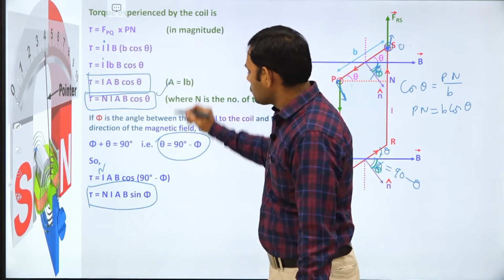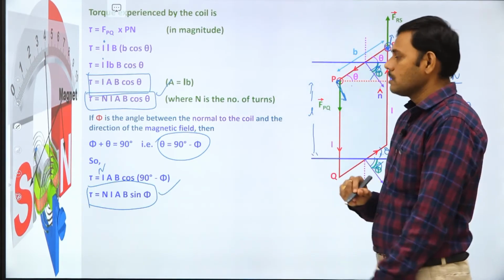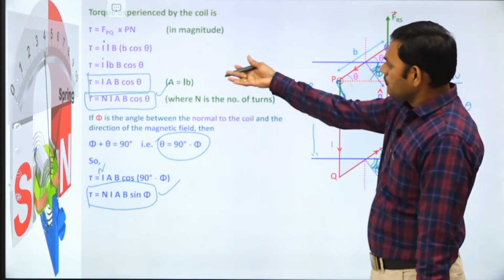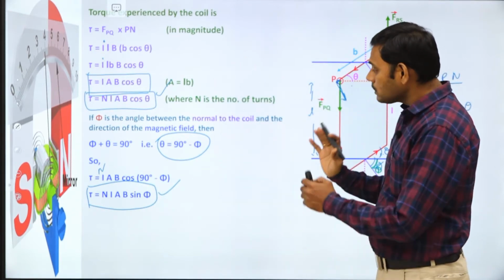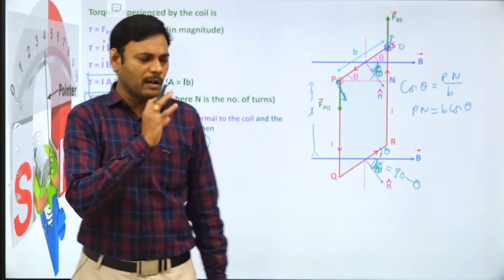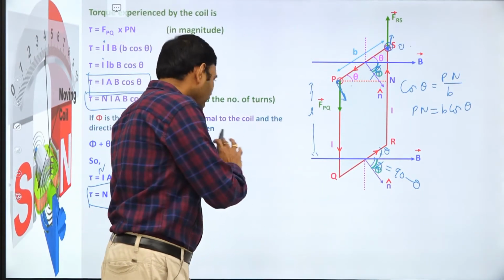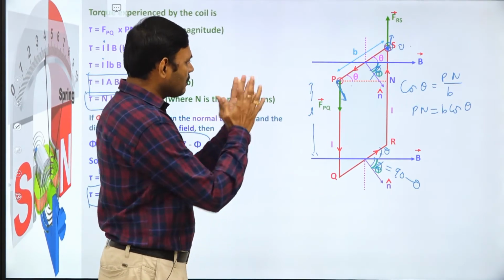Don't get confused. Sir, why are you explaining two formulas in the same context, for the same torque? One you are giving as NIAB cos theta, another you are giving as NIAB sin phi. What is the difference? In which context are the above two formulas applicable? That's why I am clearly concluding the important point. So, the conclusion.